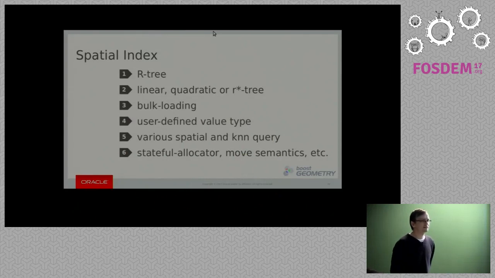As for the spatial index, it's an implementation of R-tree. Actually, there are three variants of R-tree: the classic one with linear split, quadratic split, and the R-star tree. It also supports bulk loading. And it has some C++11 features like stateful allocators and move semantics, and allows you to use a value type of any kind.